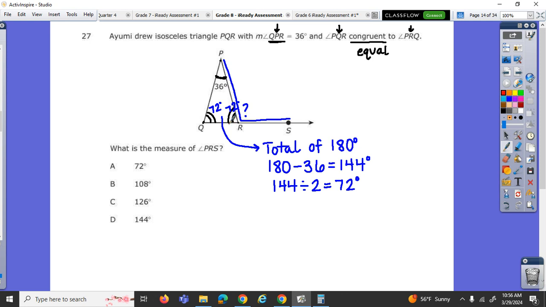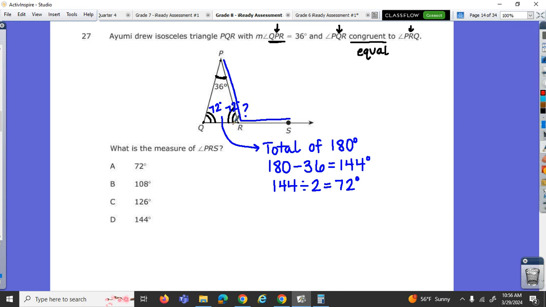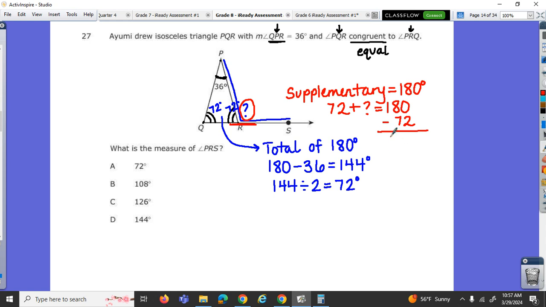Okay, so why is that important? Well, remember that we have on the outside, the exterior angle, we've got a straight line. Remember, straight line you should be thinking of supplementary. So supplementary angles are also 180 degrees, just like inside of a triangle. So basically, what we have is 72 plus our missing angle is equal to 180. So what do we need to do? Just take away that 72 and we'll have our answer, right? So that would be 108. 108 degrees.